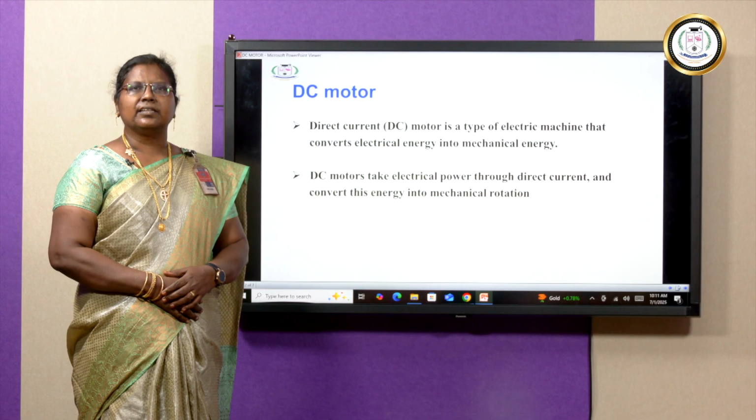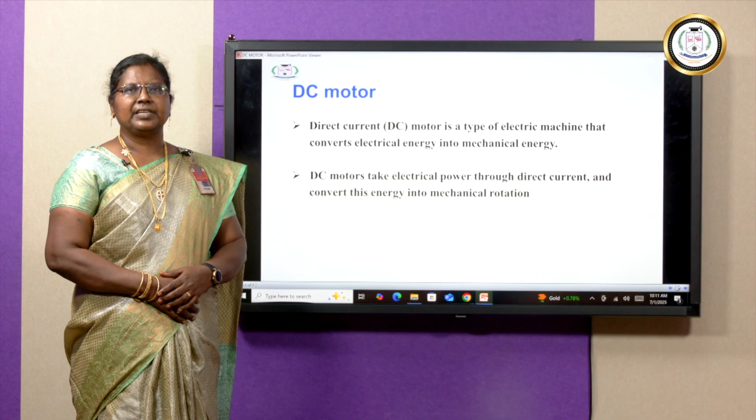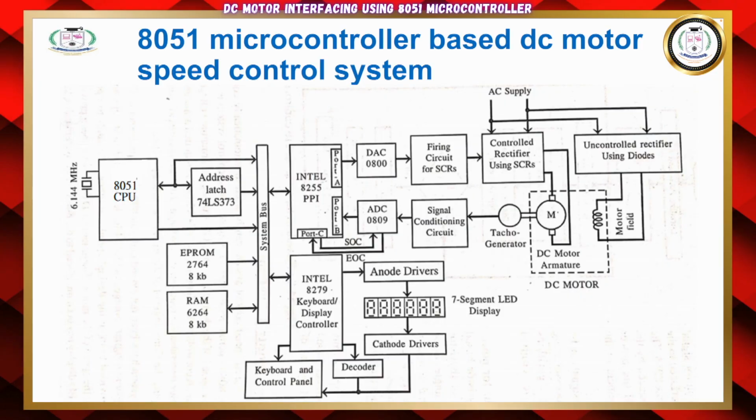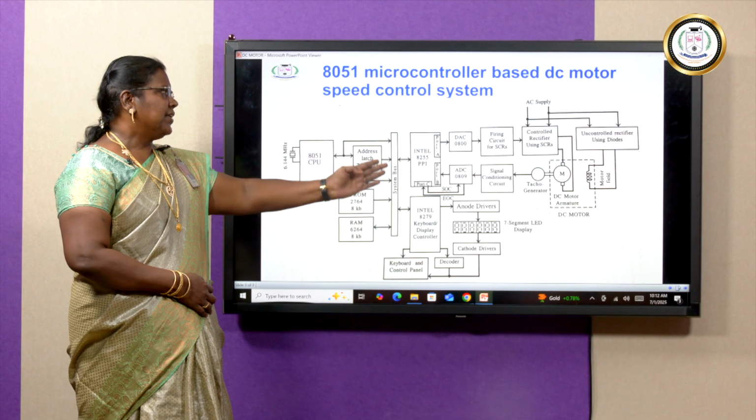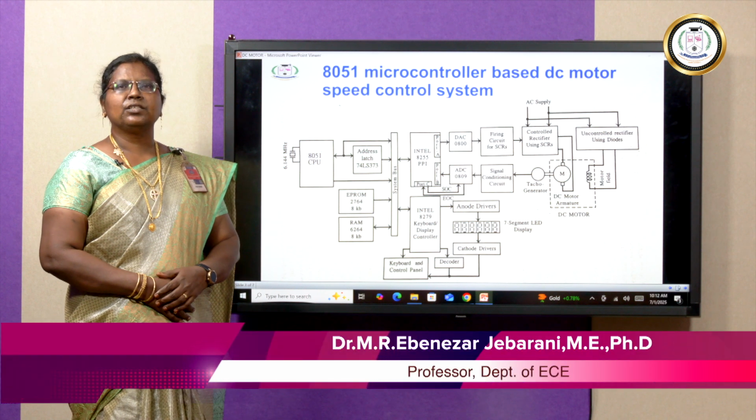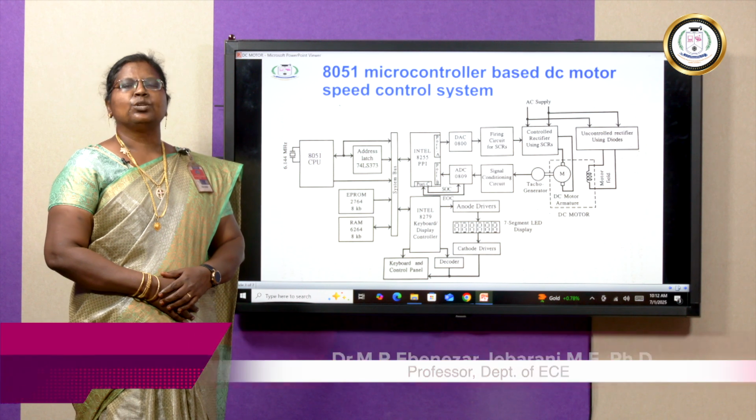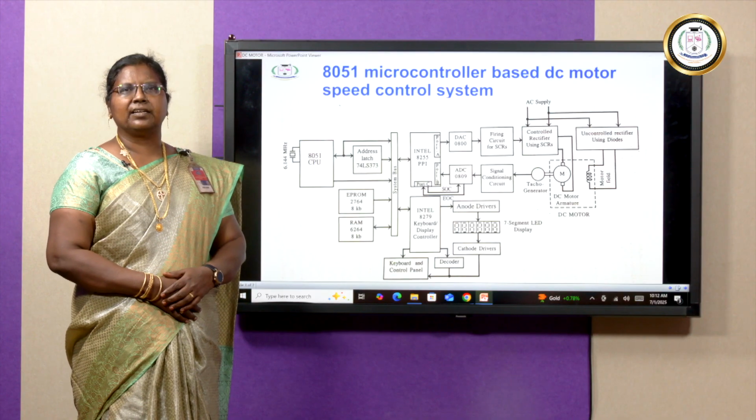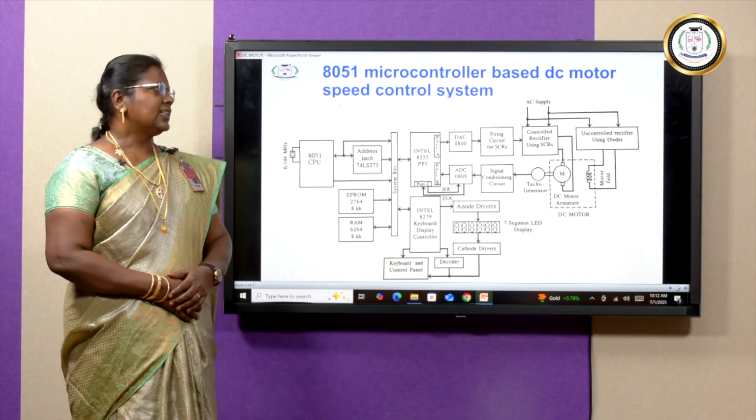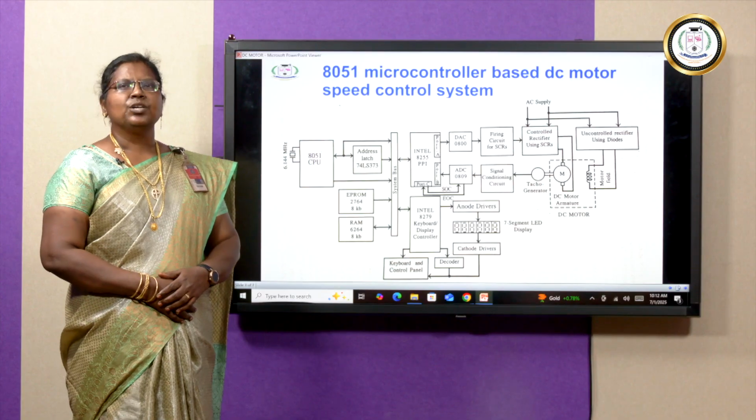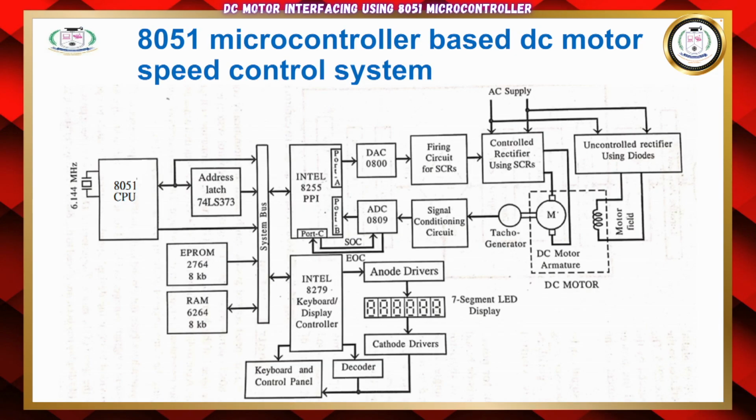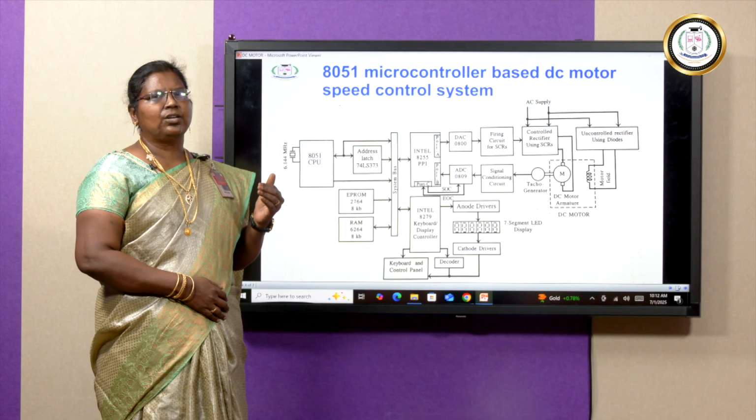So, we are going to see the block diagram of how to interface the DC motor. This is the block diagram of interfacing the 8051 microcontroller with DC motor. First of all, we have a tacho-generator which will be measuring the speed of the motor, and that signal will be an analog signal. That analog signal will be amplified as well as boosted so that it can be recognized by the analog to digital converter.